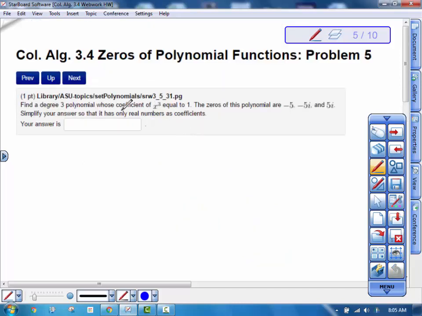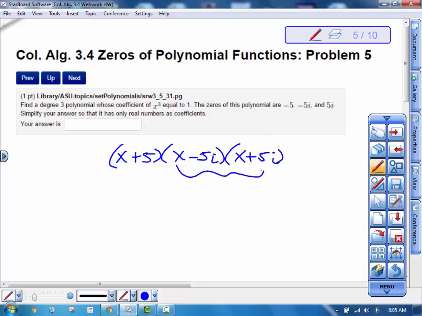All right, next problem wants us to find a degree 3 polynomial whose coefficient on the leading term is 1. So we know the zeros are x plus 5. I'm sorry, the factors are x plus 5 because the zero is minus 5. And also x minus 5i and x plus 5i because those are the complex zeros. So let's multiply this out first.